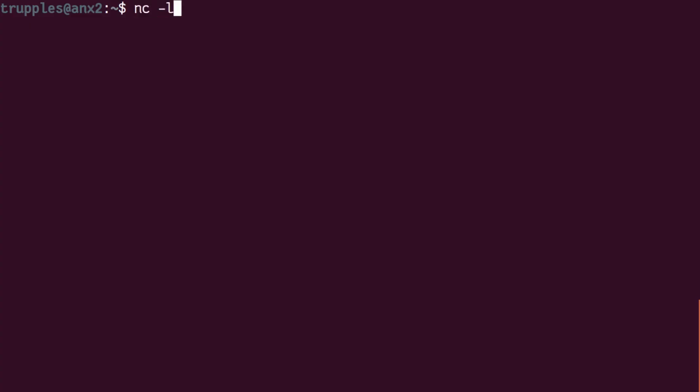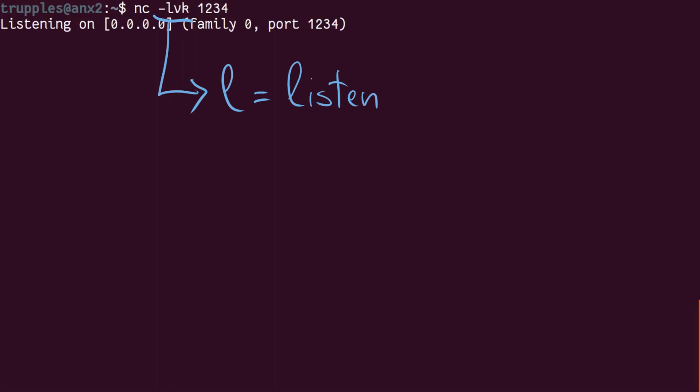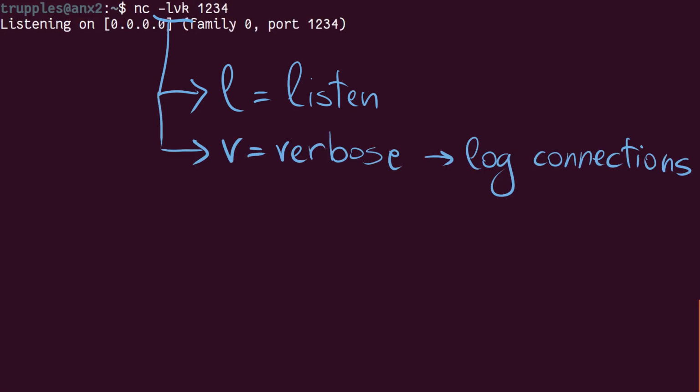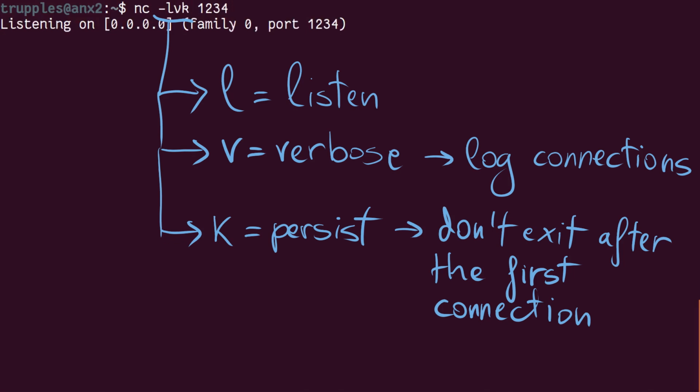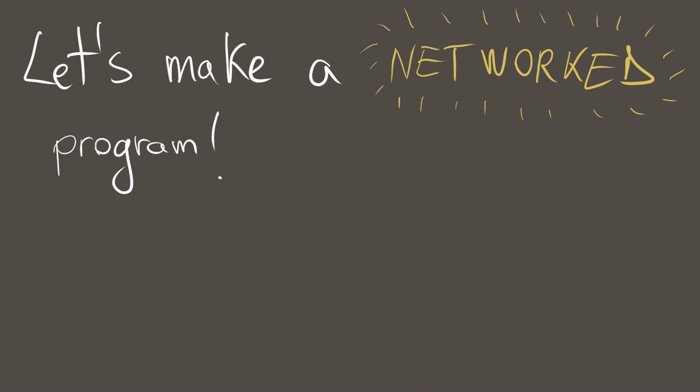We'll start a netcat server on port 1234. The L flag means this is a server. The V flag means we want it to tell us about incoming connections, and the K flag means it won't stop after the first one. Now that we have that out of the way, we can start trying the cool syscalls on the remote VM.